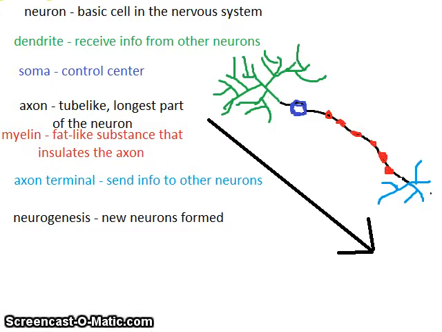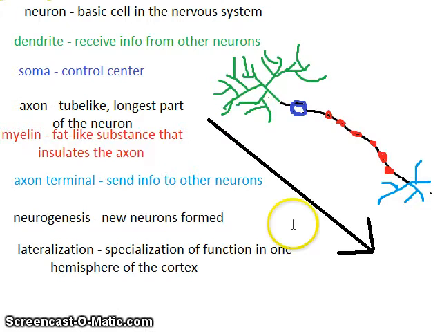As your brain becomes more sophisticated, lateralization is going to occur. Lateralization is when specific parts of your brain start to do specific things. So the fact that your left hemisphere controls the right half of your body, that's lateralization. That is something that becomes more set in stone the older you are.